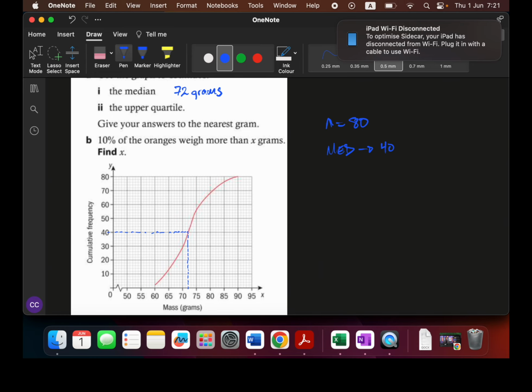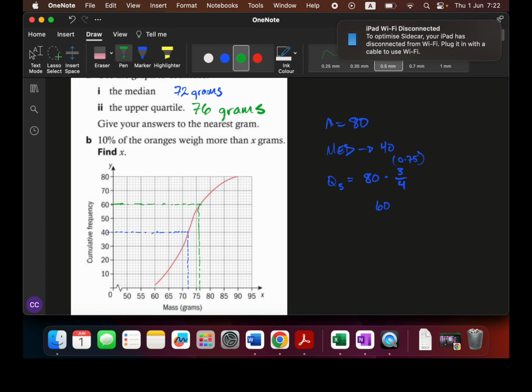Then it wants us to do the upper quartile. Well, the upper quartile, or Q3, is going to be 80 times 3 quarters, or if we want, we can write that as 0.75 because it's the 75th percentile. 3 quarters of 80 is 60. So again, I'm going to go straight across at 60, and once I hit the line, I'm going to come straight back down. And it looks like my answer is 76 grams.